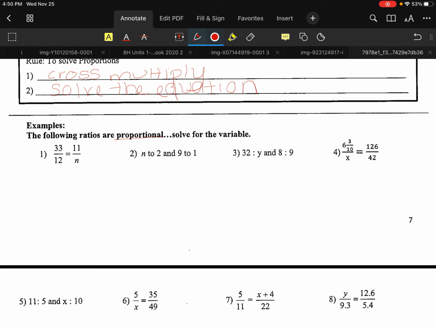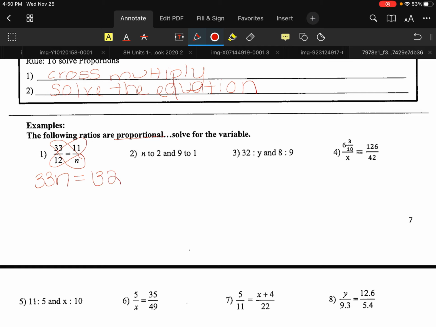Solve for the variable. Again, it doesn't matter which order you multiply in first. I just always like to go in this direction, but again, doesn't matter. So 33 times n is 33n. Now I put my equal sign and I multiply in the other direction. So 11 times 12, or 12 times 11, I get 132.